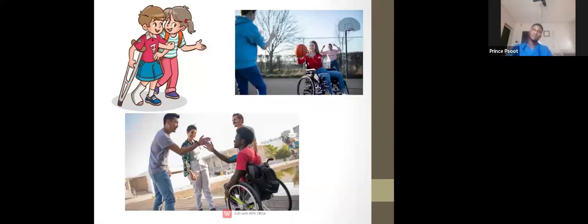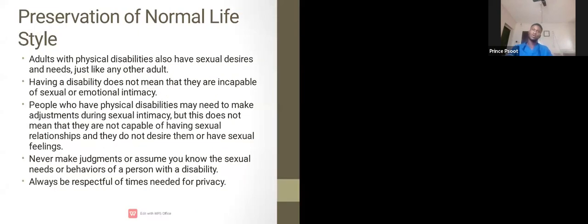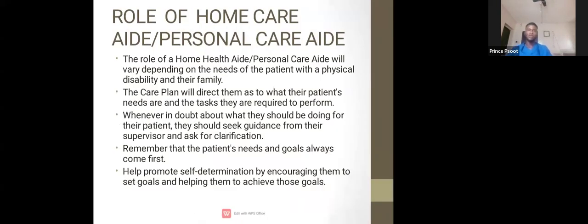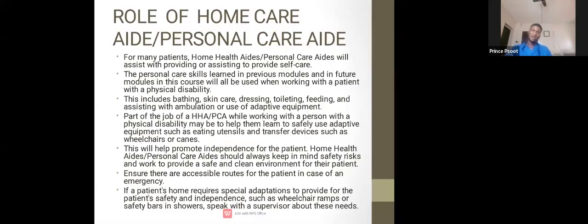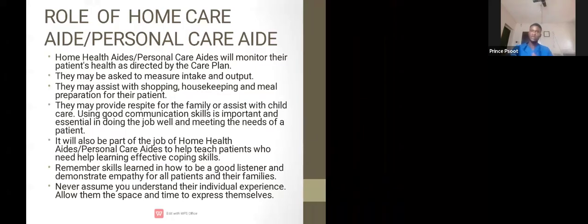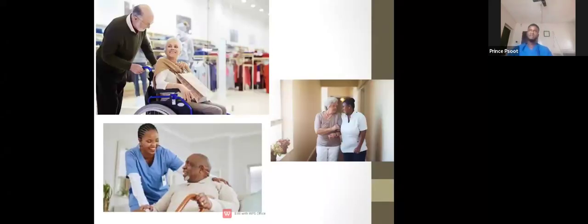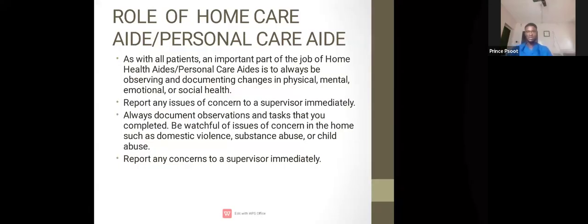Then finally, we talk about the roles. What are the roles of a home health aide? We talked about the goal of the patient coming first. We talked about documentation as a very important part. We talked about observation as a key and integral part of our work. And finally, the last thing we spoke about was to report any concerns to the supervisor immediately.